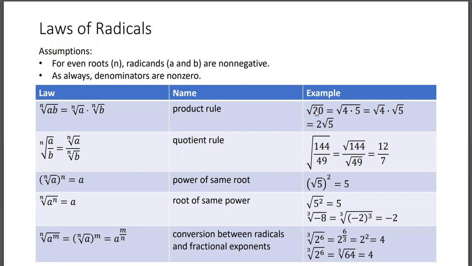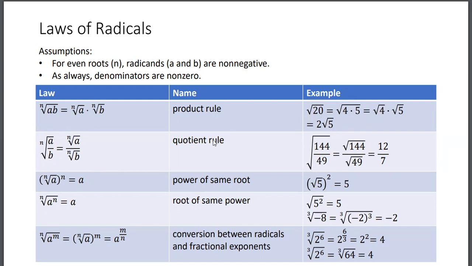The square root of 20, we can factor 20 as 4 times 5. It's the square root of 4 times 5. Why 4? Because 4 is a perfect square. It's 2 squared. Using the product rule, we split it apart, break it out: square root of 4 times the square root of 5. And the square root of 4 is 2, so we get 2 times the square root of 5, a simplified form of the square root of 20.